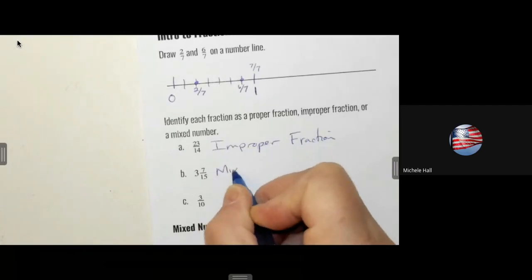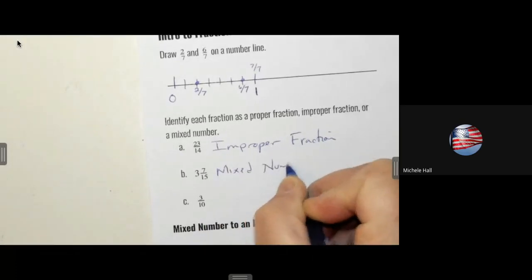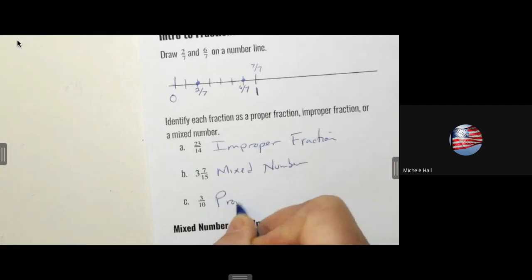Deacon, what's B? Mixed. And Nathan, the last one. Improper.